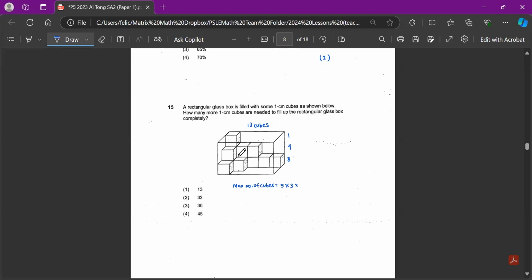Along the height, you use the corner here as a guide. 1, 2, and 3. Height, I can fit 3 also. So that will be 45 cubes here, maximum. Okay, total I can fit 45 cubes into the box. So simply 45 minus 13 to find out how many more to fit in. Okay, so that will be option 2.